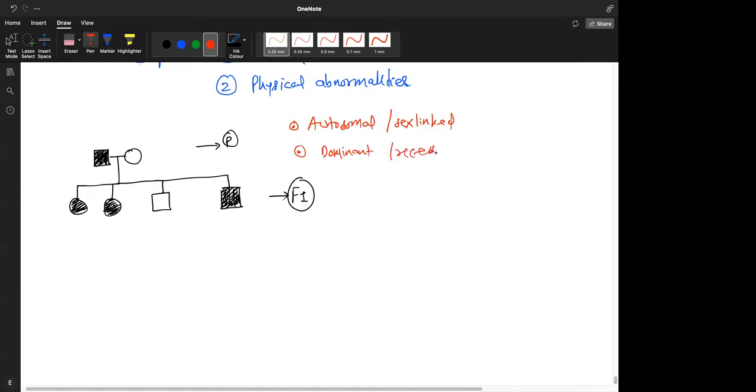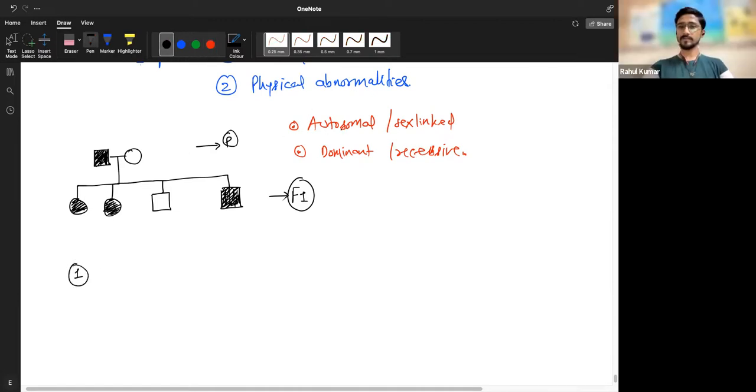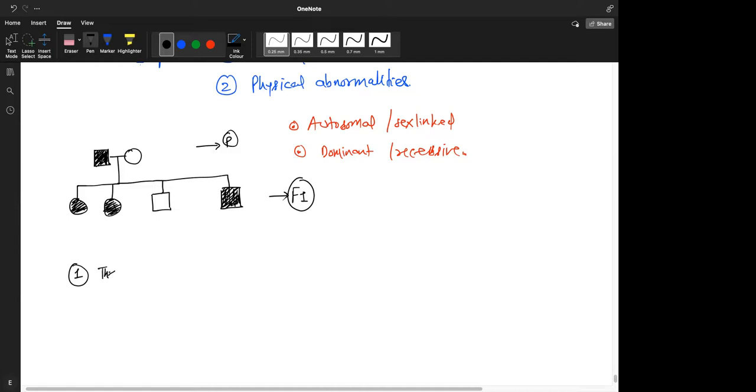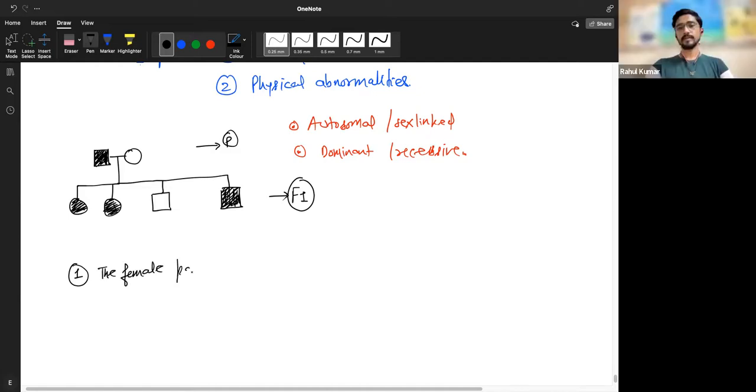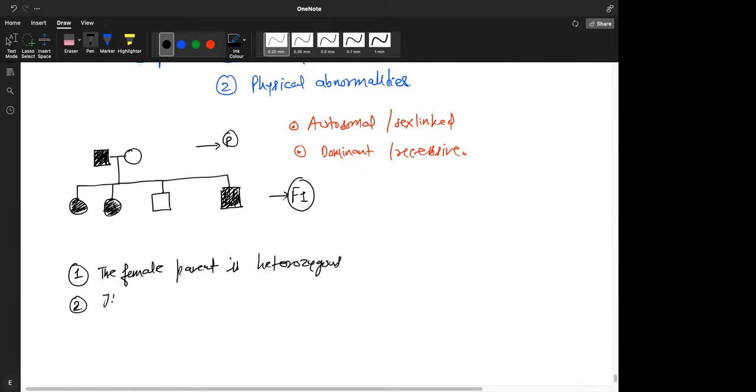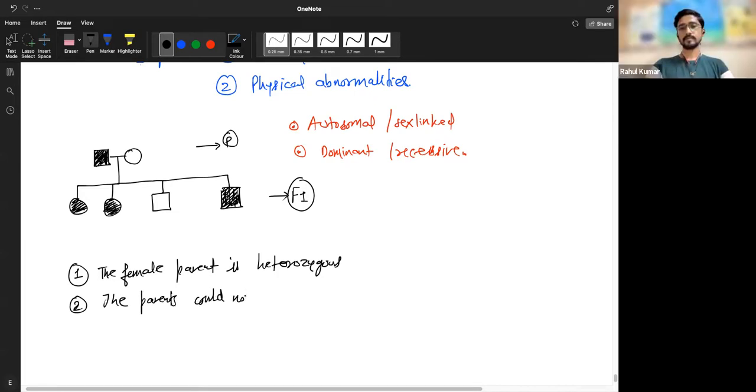No, sir. The options were: the female parent is heterozygous, and the second one was the parents could not have had a normal child. To answer that also, you have to go through this only. But tell me the options. First option is the female parent is heterozygous. Second: the parents could not have had a normal daughter for this character.